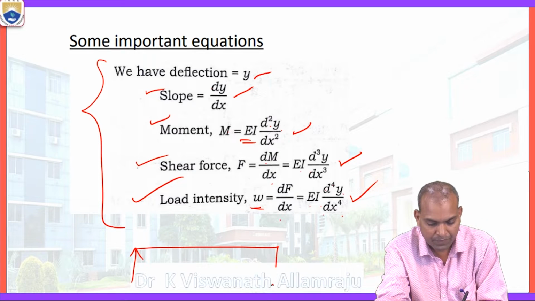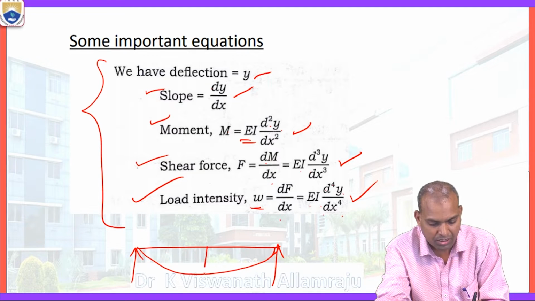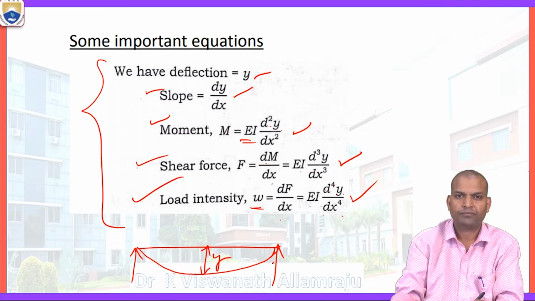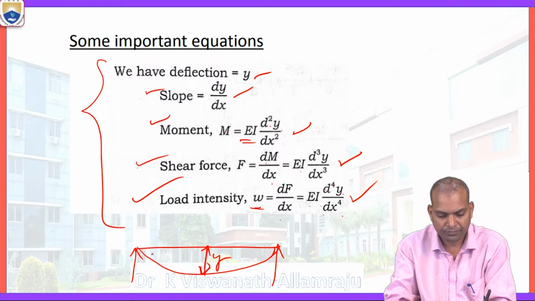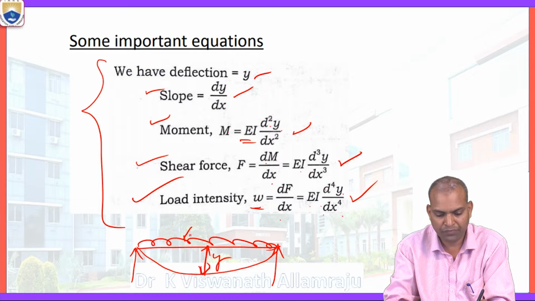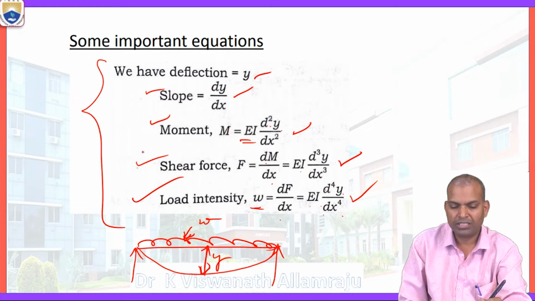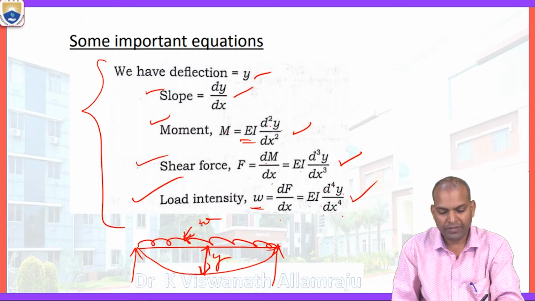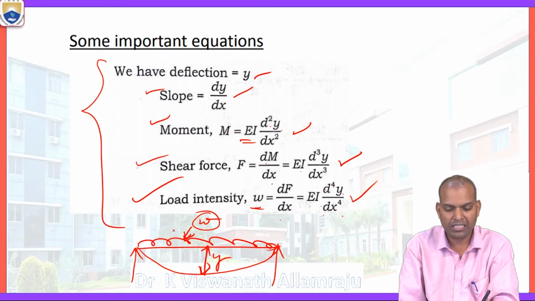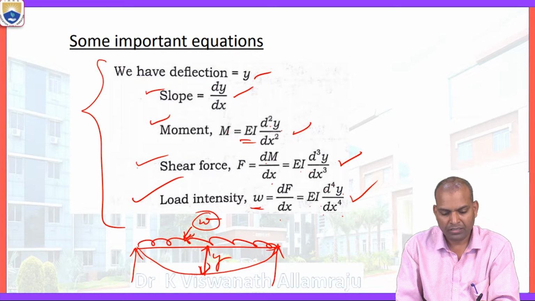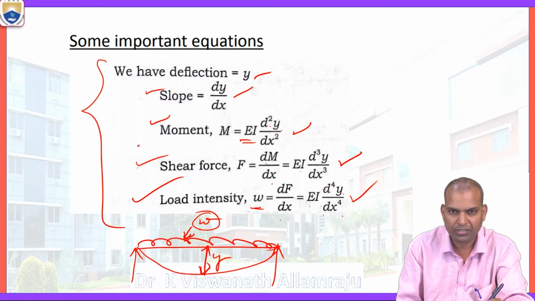Now, what is the significance of these relations? The deflection comes, if it is a UDL, from the intensity of the loading. These equations are having a connection, a relation, between the load intensity, suppose it is a uniformly distributed load, and the output, which is the deflection. In between the intensity of the loading and the deflection, there are various parameters. What are they? The slope will come into the picture.